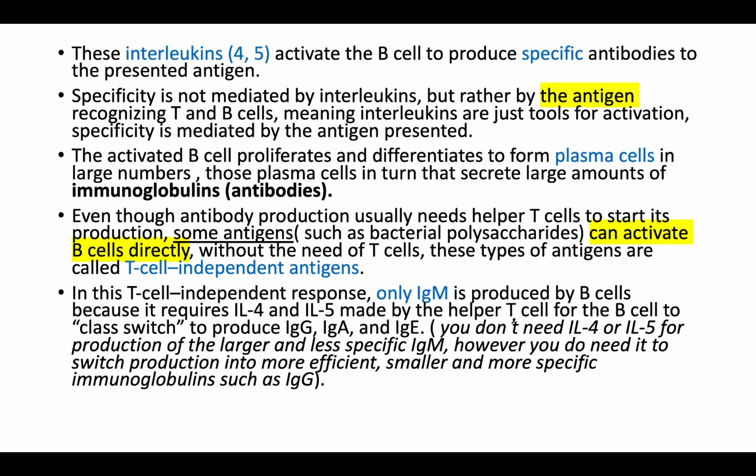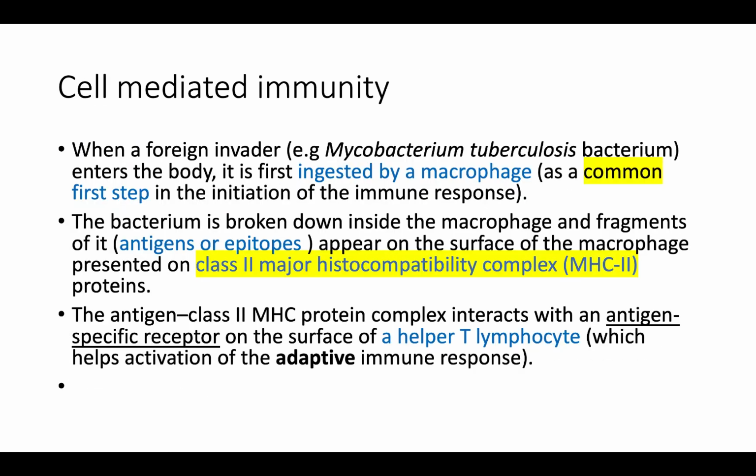Even though antibody production usually needs helper T cells to start its production, some antigens can activate B cells directly. This is a second mechanism we will come back to.